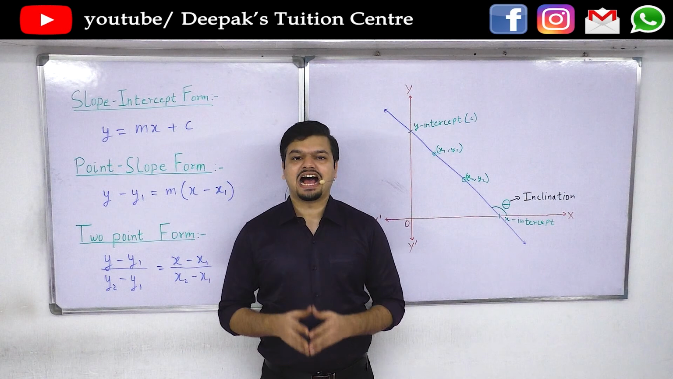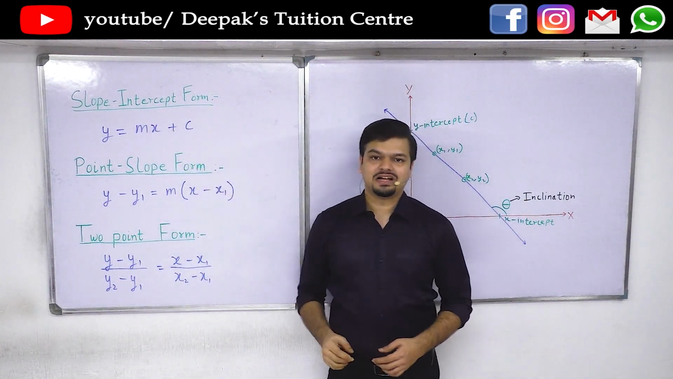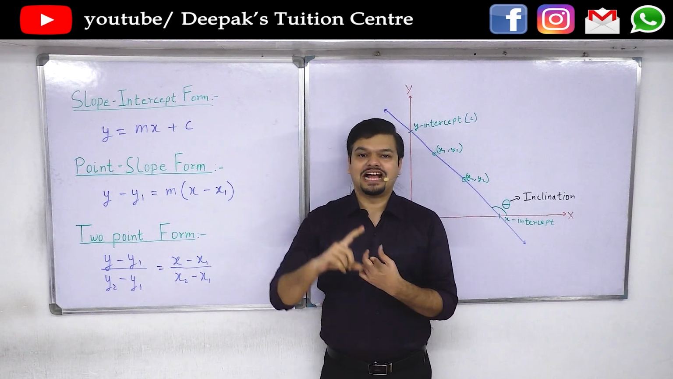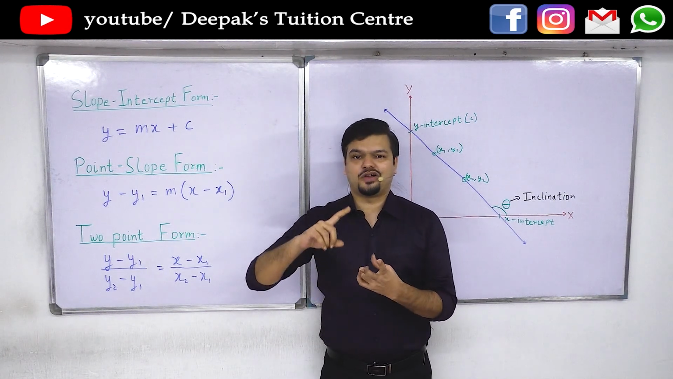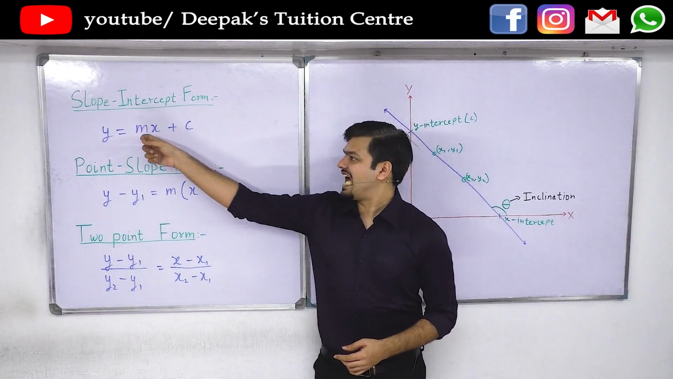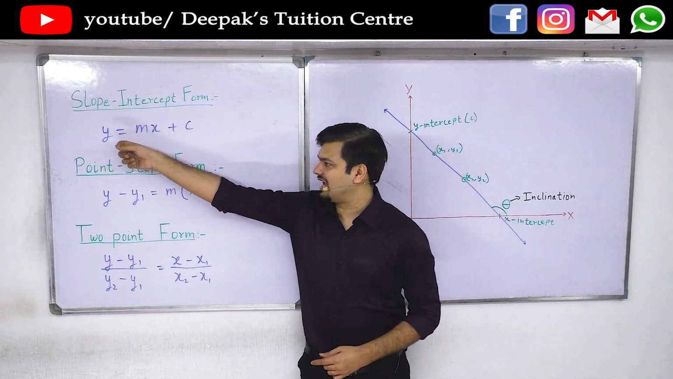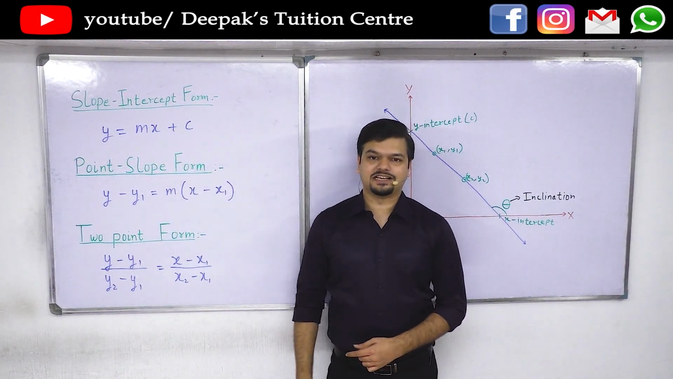Equations of a line are of three forms. The first one is slope-intercept form, in which you need to know what the slope of the line is. Also, you need to know the y-intercept. If you know the y-intercept, that is c, and the slope, that is m, then you can calculate the equation by using the formula y equals mx plus c.